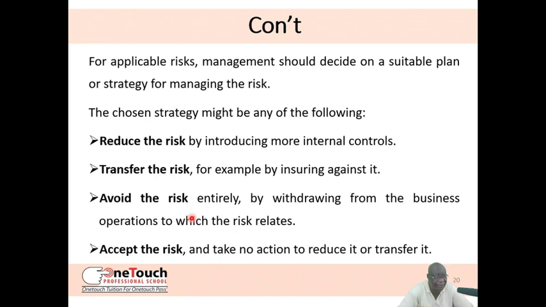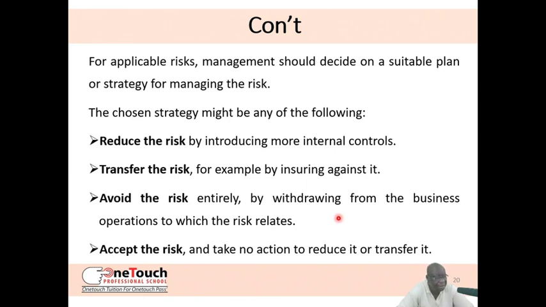The first strategy is that you can decide to reduce the risk by introducing more internal controls. Where you have a risk in an organization and the risk is in actual fact affecting the operations, to reduce the risk, you need to put internal controls in place. Very strong internal controls. Then you have reduced the risk. Another way of managing the risk is to transfer the risk. For example, you insure the risk with an insurance company. That means you are transferring the risk from your end to the insurance company.